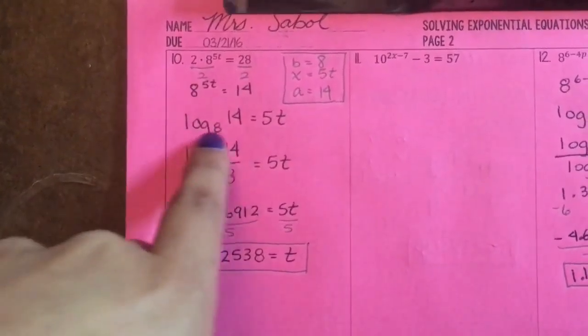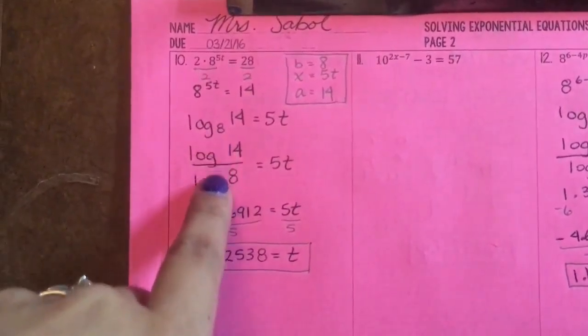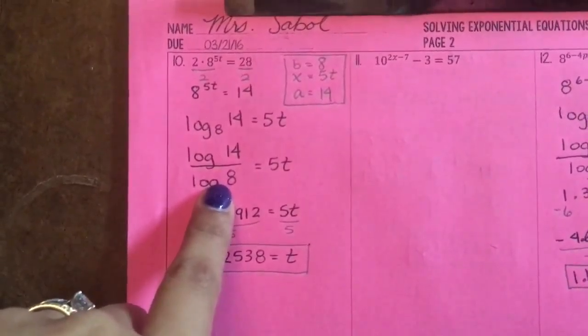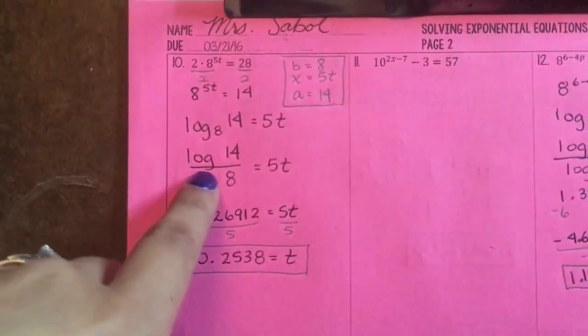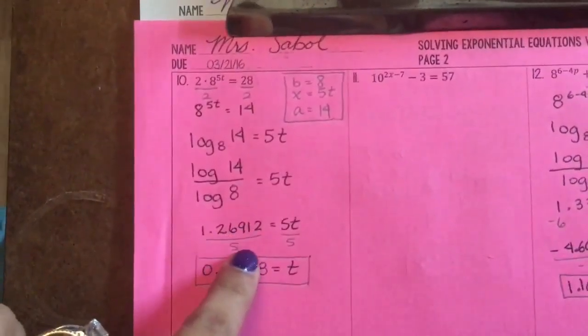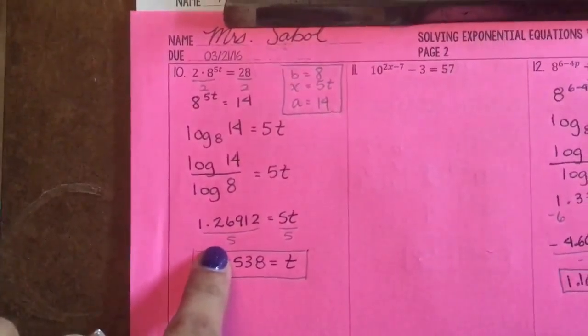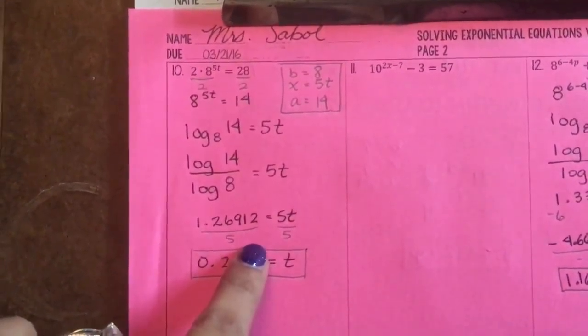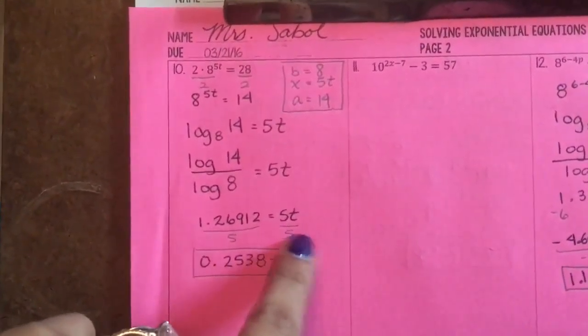In order to evaluate this logarithm here, we must write it in base 10, so we can enter it into our calculator. The change of base formula gives us log of 14 divided by log of 8. When we enter this in our calculator, we get 1.26912 equals 5t.